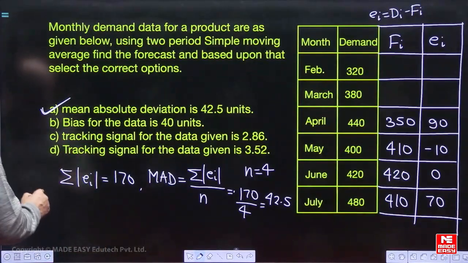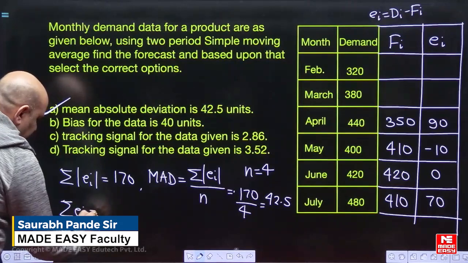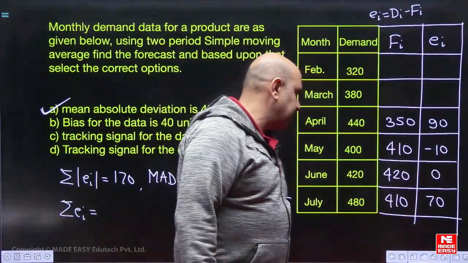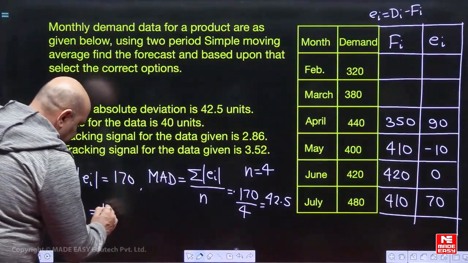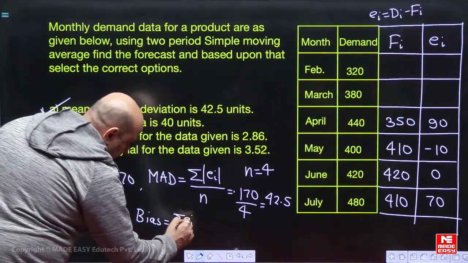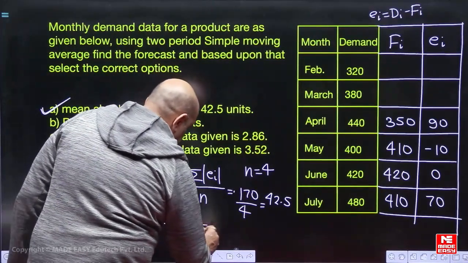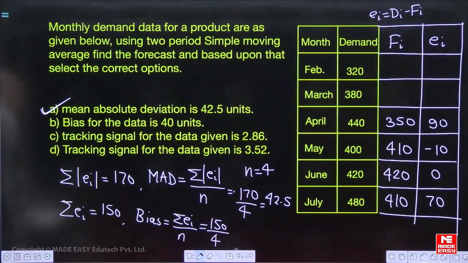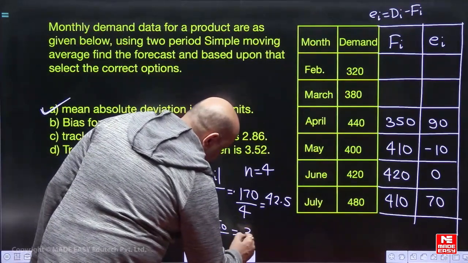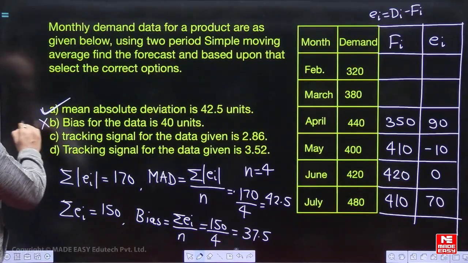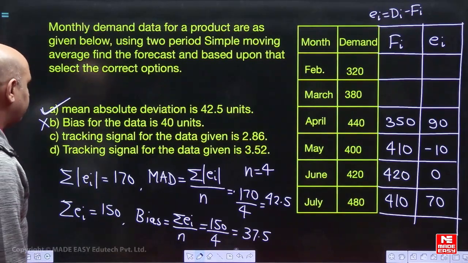Now for bias, it should be summation EI, negative value negative, positive value positive. So see, 90 minus 10 plus 90 minus 10 will be 80, plus 70 is 150, and the bias is given by summation EI divided by N. So 150 divided by 4, that will be 37.5. So see, this is wrong. Bias is not 40. It is 37.5.